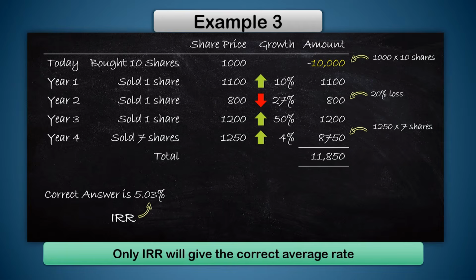What do I mean when I say the average growth is 5.03%? It means if you invested your money in some place where they gave you a constant return of 5.03% every year, you would have ended up with the same amount of money as this. Let's give this calculation also a try so that you can see how the numbers match up.